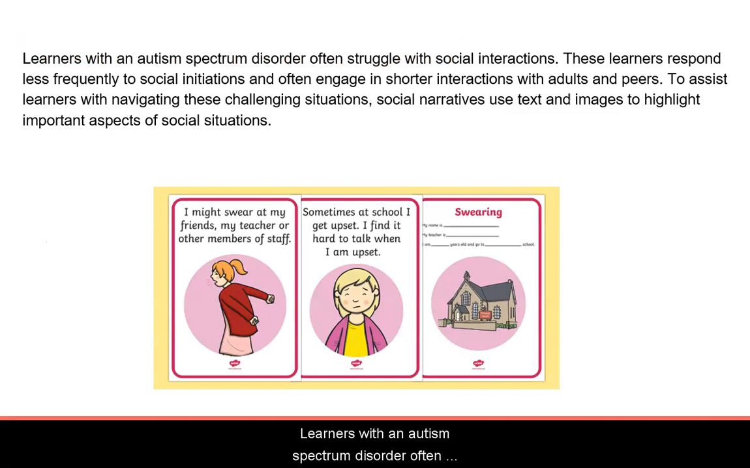Learners with an autism spectrum disorder often struggle with social interactions. These learners respond less frequently to social interactions and often engage in shorter interactions with adults and peers. To assist learners in navigating these challenging situations, social narratives use text and images to highlight the important aspects of social situations.